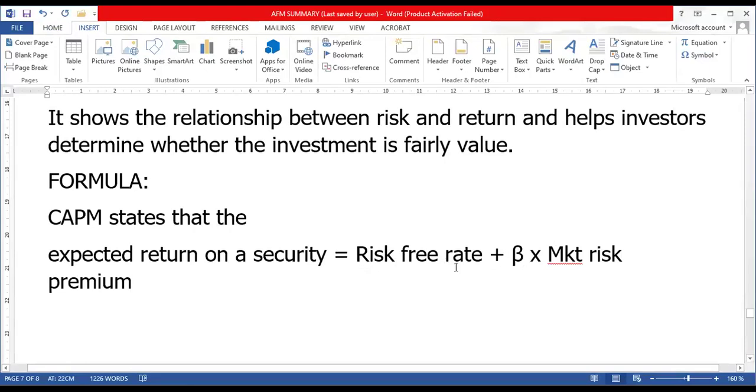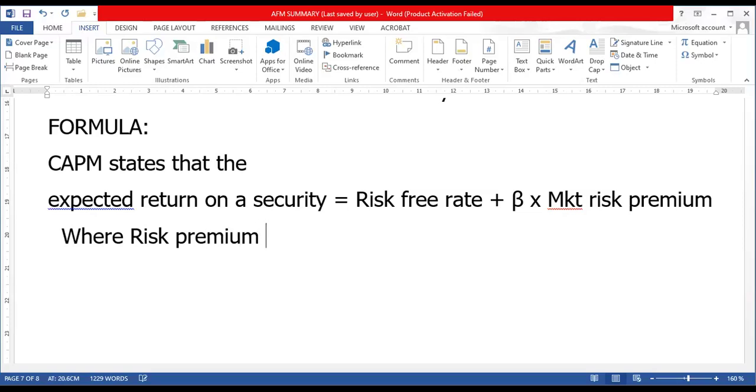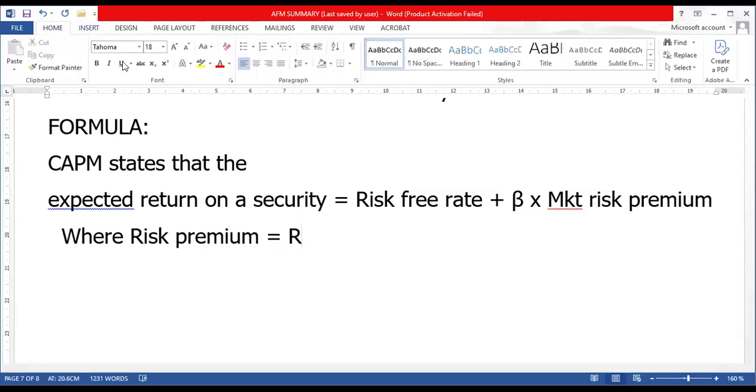But as we are going to see, the risk premium is equal to the return on the market, minus the RF, the risk-free rate. That is the risk premium.